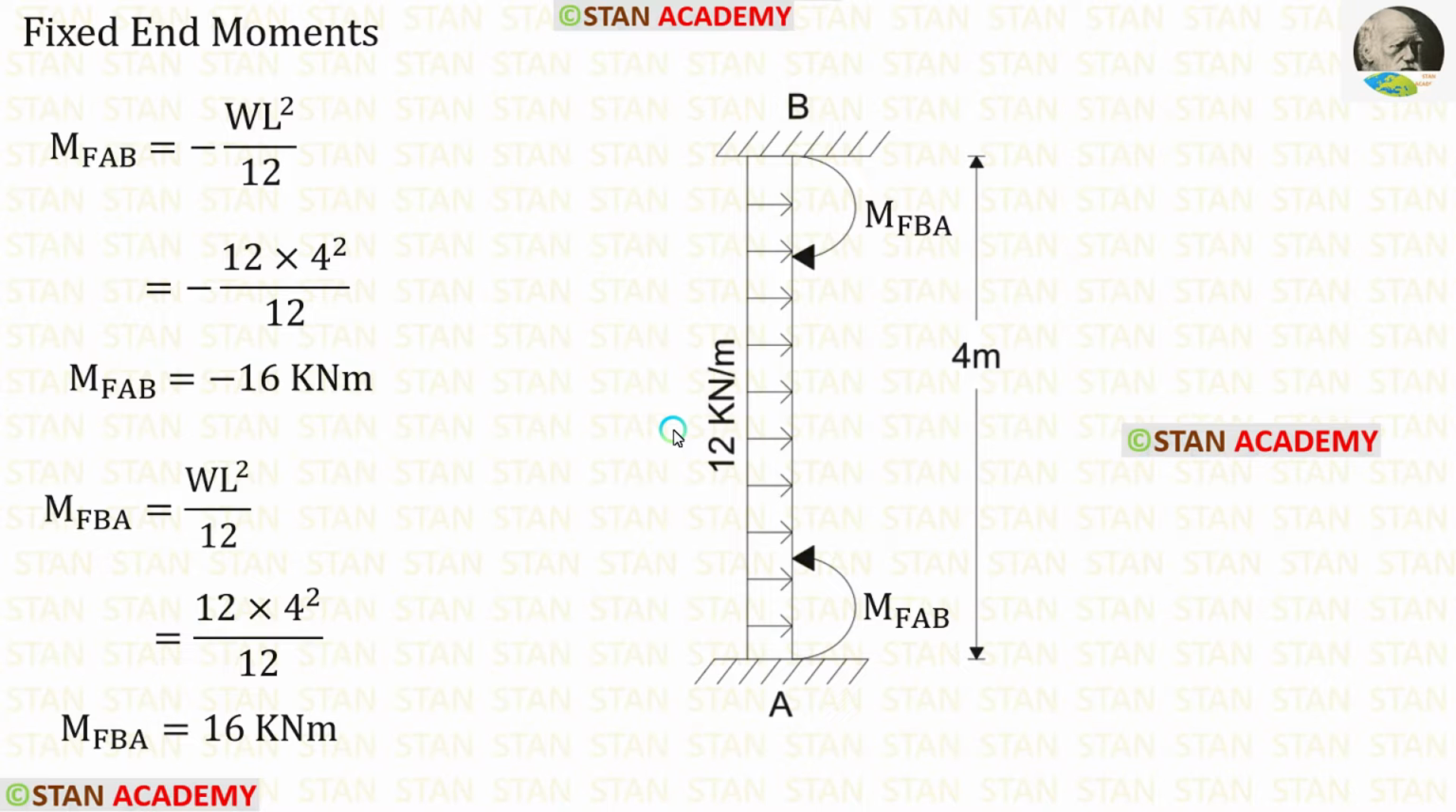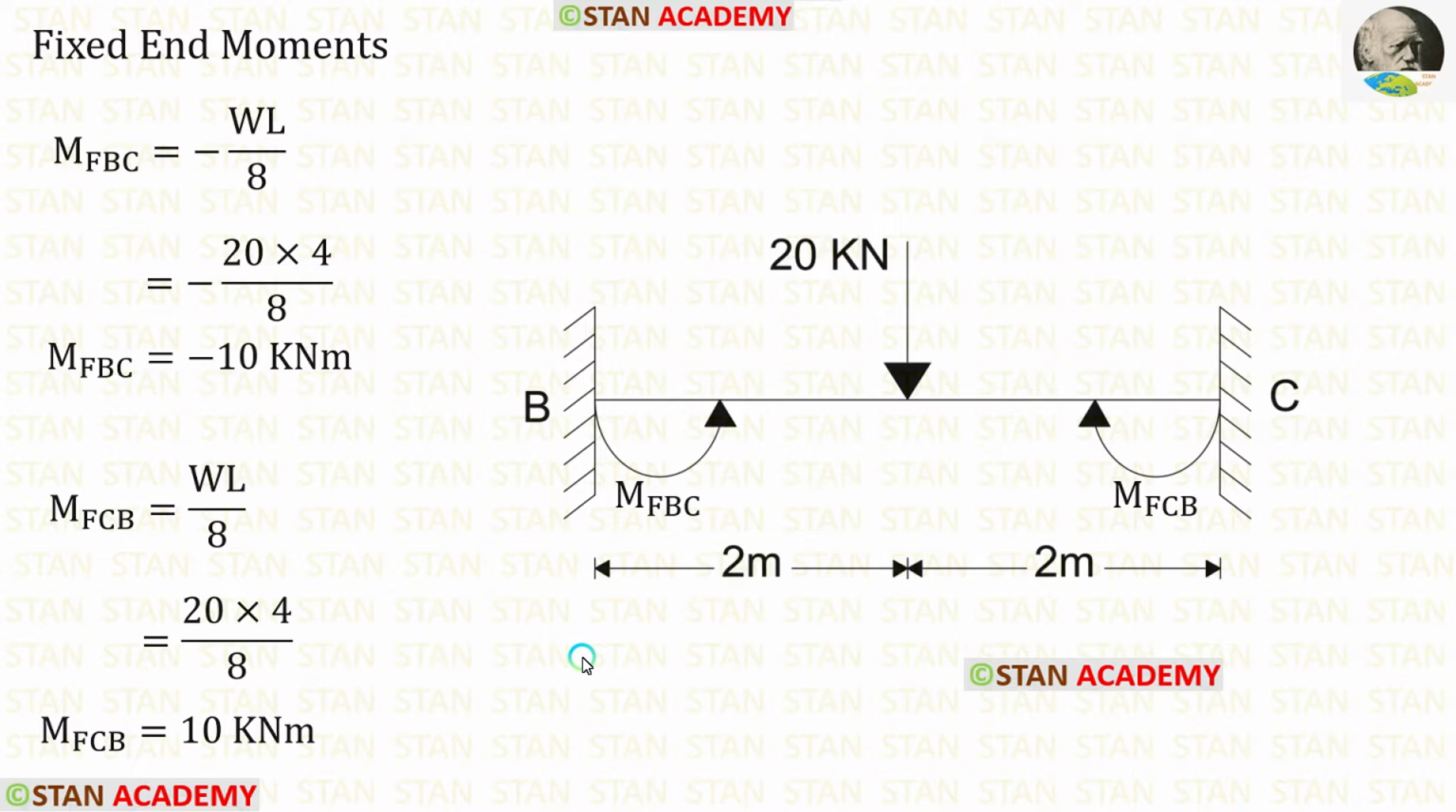Now let us find the fixed end moments in the column AB. In the column AB, there is a UDL of 12 kN per meter acting for the full span. The formulas for the fixed end moments are minus WL square upon 12 and positive WL square upon 12. Here W is 12, L is 4. When we apply these values in the formulas, we get M of AB and M of BA.